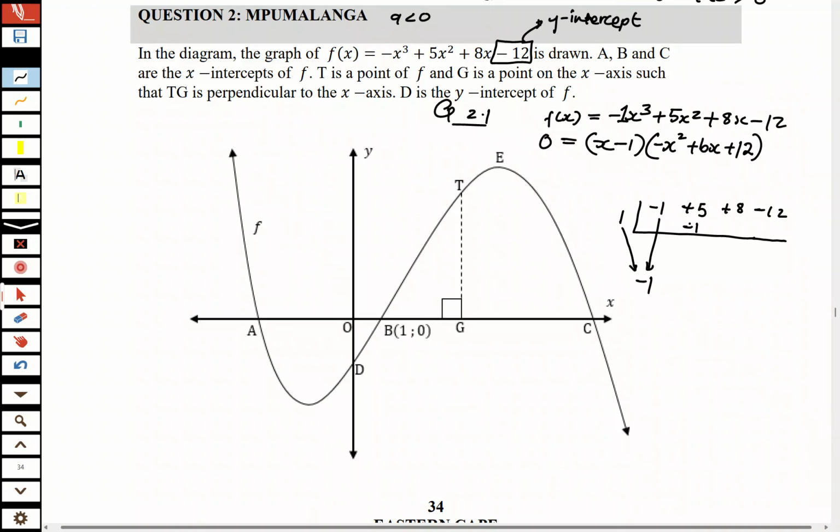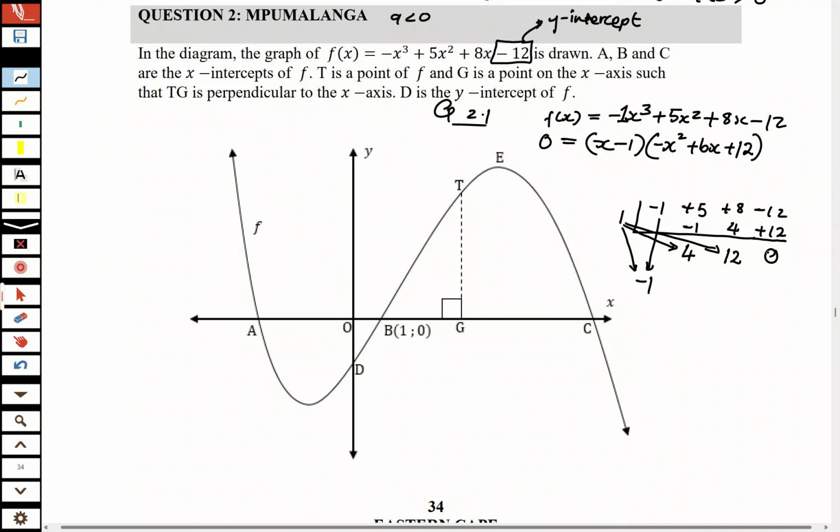So 5 minus 1, that's 4. Now 1 times 4 is 4, and then place it here. 8 plus 4 is a positive 12. Now 1 times 12 is just 12, and then you just place it there. So negative 12 plus positive 12, you get 0.